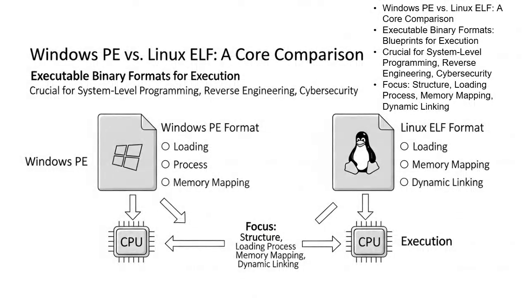Welcome to this in-depth exploration of executable binary formats. Today, we'll delve into the fundamental differences between Windows Portable Executable, or PE, format and Linux's Executable and Linkable Format, widely known as ELF. These formats are the blueprints that operating systems use to load and execute programs, defining how code, data, and resources are organized within a file.